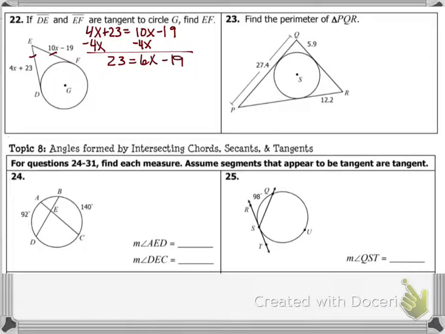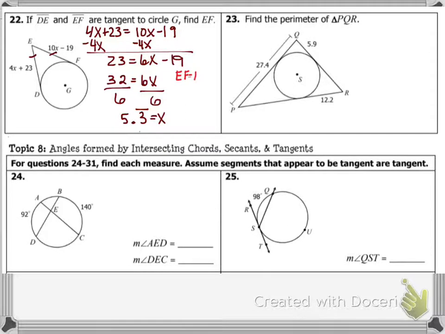I'm going to add 19 to both sides, and I get 32 equals 6x. And then I'm going to divide both sides by 6, and I get that x is like 5.33333333. But they asked me for the length EF.